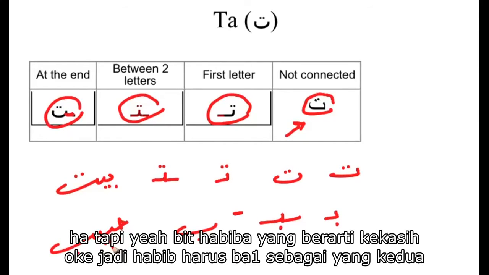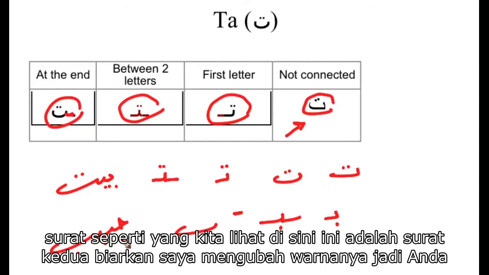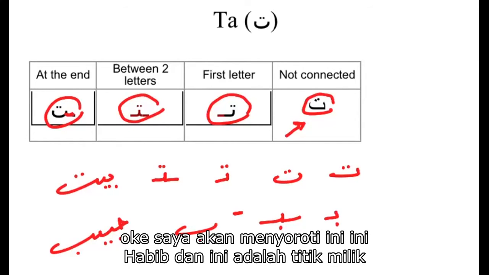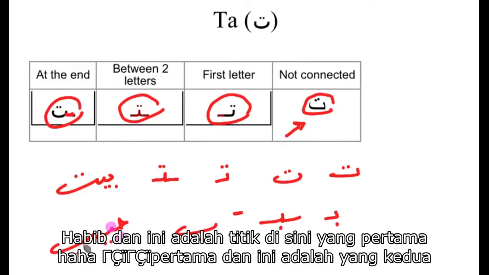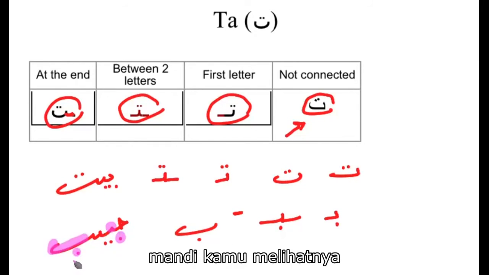Habib, which means lover. Okay, so Habib has two ba, one as a second letter, as we see here. This is the second letter. Let me change the color. Okay, I will highlight it. This is Habib, and this is the dot belonging to the first ba, and this is the second ba. You see it?